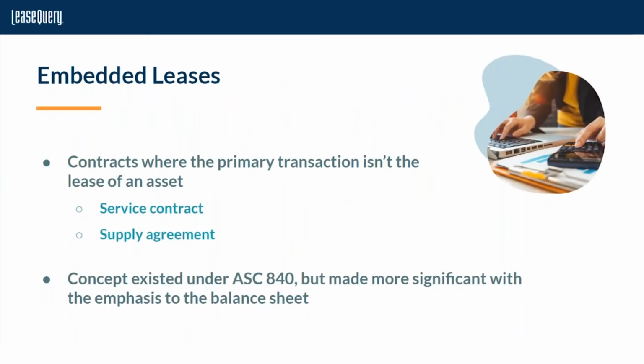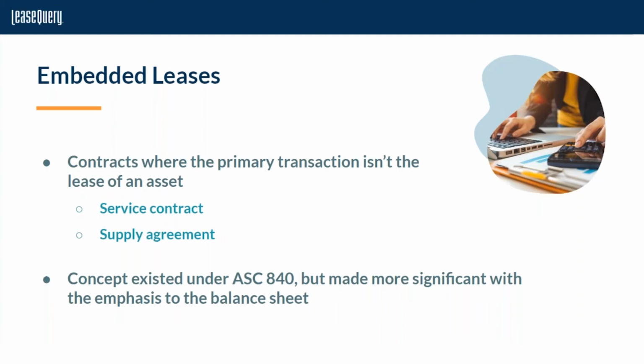Now let's talk about embedded leases. An embedded lease is a lease within a contract that may not be called a lease. Embedded leases meet the same criteria as a lease under ASC 842. However, it's not always clear the contract meets the criteria of a lease. With an embedded lease, you're typically talking about a contract where the primary transaction isn't necessarily the lease of an asset, but the terms of the arrangement actually convey the customer a right to control a specific underlying asset.